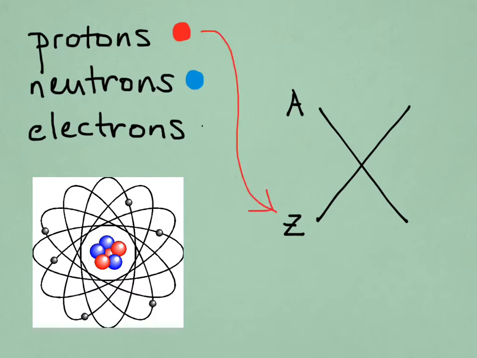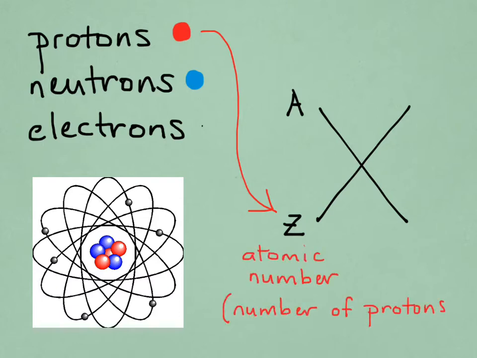The atomic number at the bottom represents the number of protons, and actually that's what defines the element you've got. So if you're not sure what the element is, all you've got to do is look up the atomic number in the periodic table, and that will give you the symbol for it and its name.